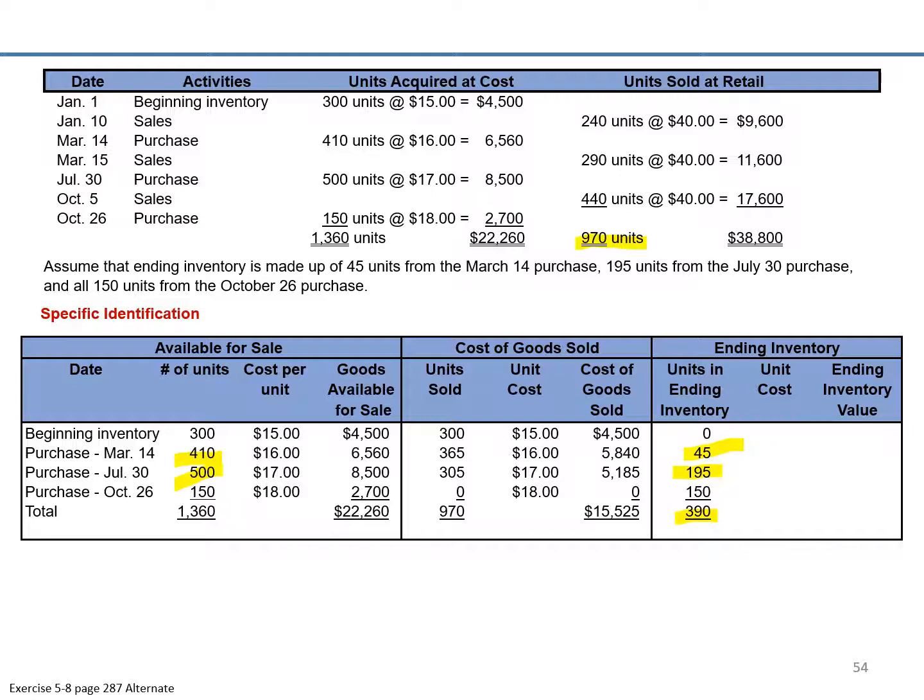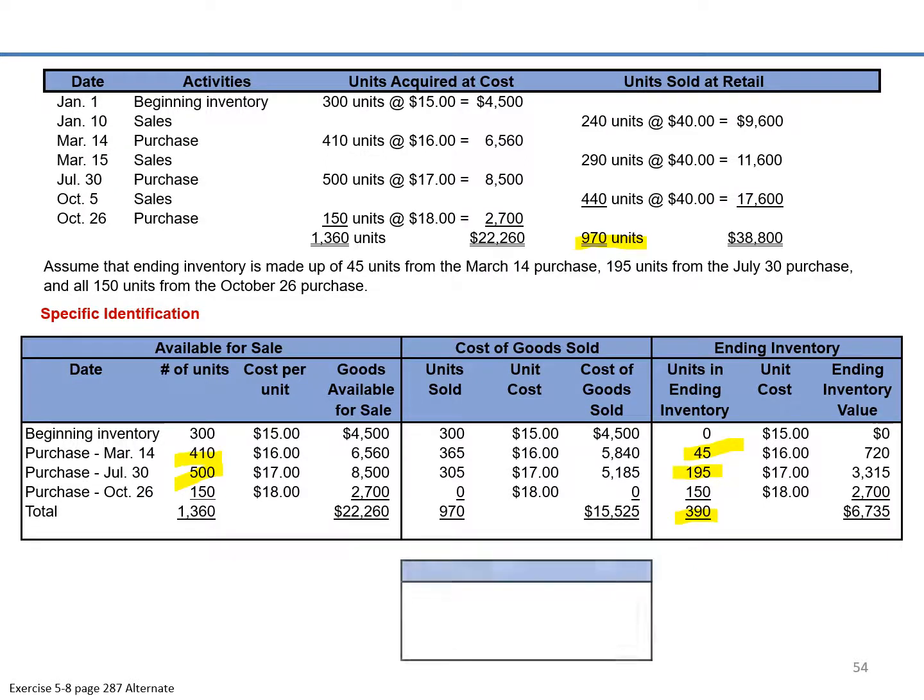If you apply your cost to your ending inventory, you have 0 at 15, 45 at 16 each, 195 at 17 each, and 150 at $18 each. You multiply across and then sum down. You have 6,735 of ending inventory.